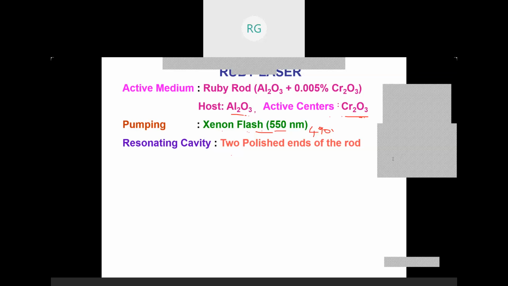Udaybhan is asking what is the example of multi-level laser. Multi-level laser example is carbon dioxide. CO2 is carbon dioxide.